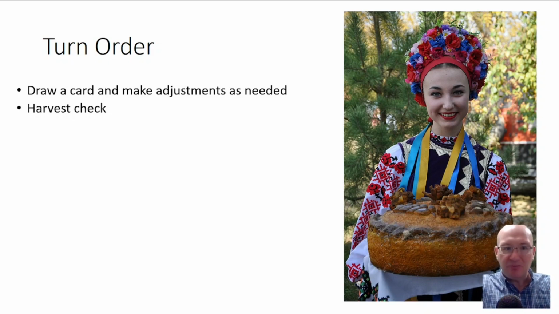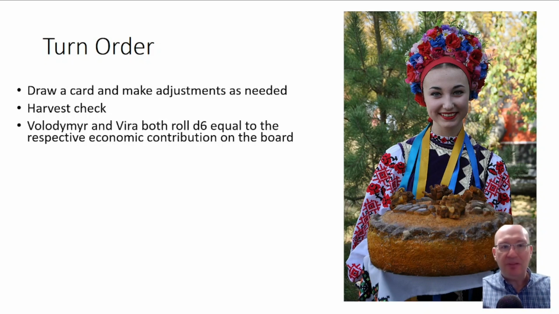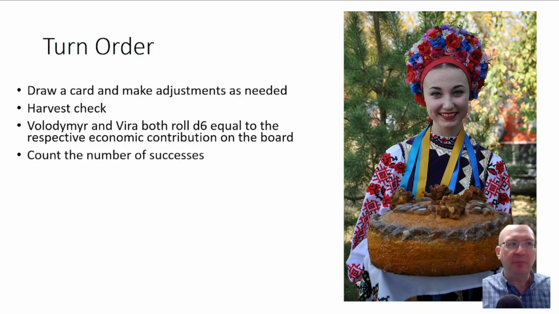And all right, now we're going to do our harvest check. And so basically I tell people, okay, Vladimir and Vera, you each roll a number of D6 equal to the respective economic contribution on your board, right? So it's like 14, right? You're each going to roll 14 dice and count then the number of successes, right? So I'm giving them the instruction.